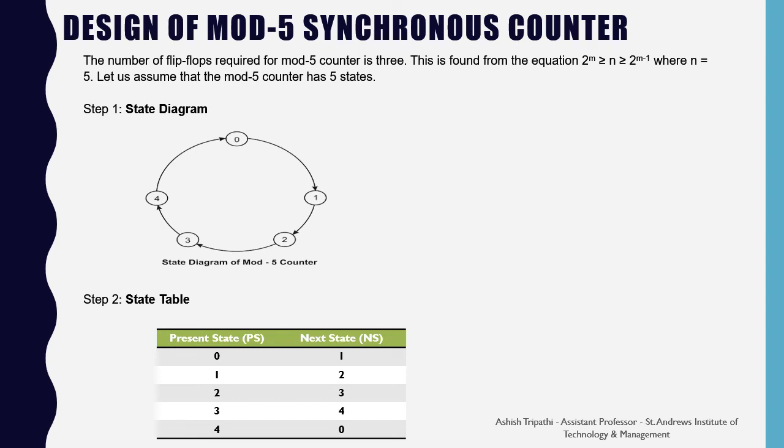It is being shown in this state diagram also. Here you can see that you start from state 0, then go to 1, then 2, then 3, then 4, and again come back to 0. In the state table also you have to plot 2 states, that is the present state and the next state. As you can see, from the present state 0 you go to next state 1. From the present state 1 you go to 2. From 2 you go to 3. From 3 you go to 4, and from 4 you go to the 0 state.